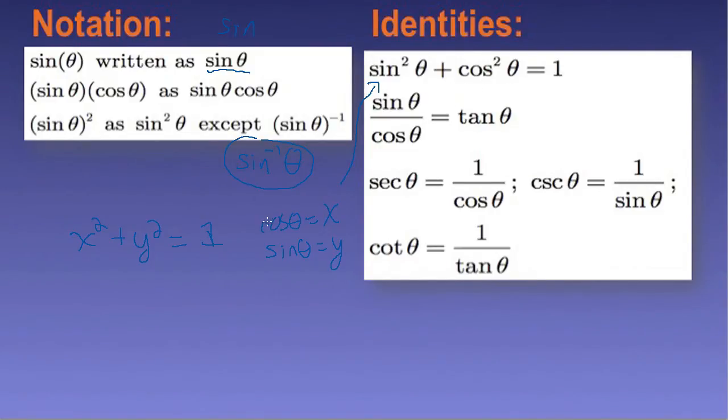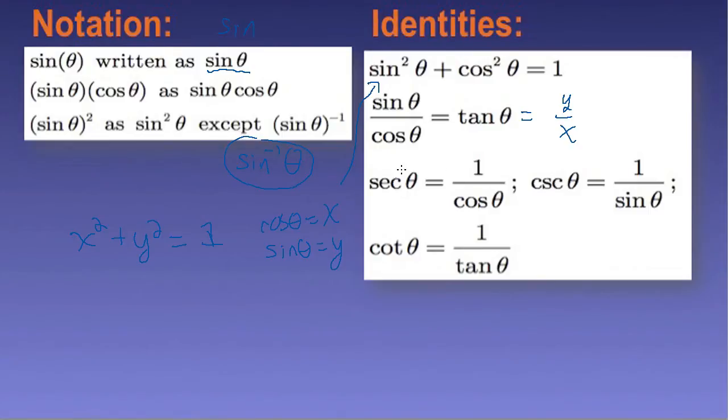Since cosine is x and sine is y, and since all the other trig functions are based on the sine and cosine function, or based on x and y, we can write functions like tangent, which used to be defined as y over x, in terms of sines and cosines. So in other words, tangent theta becomes y is sine theta, x is cosine theta, so I can rewrite tangent in terms of sines and cosines.